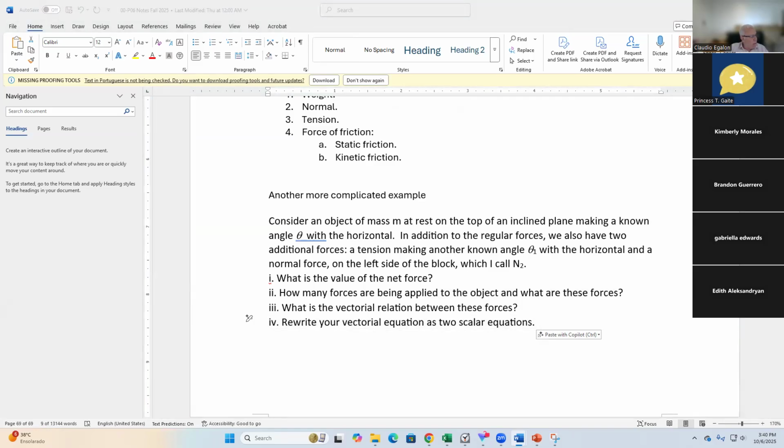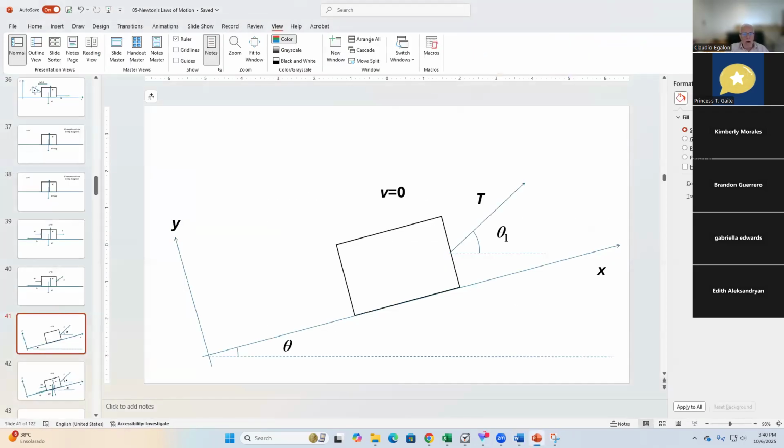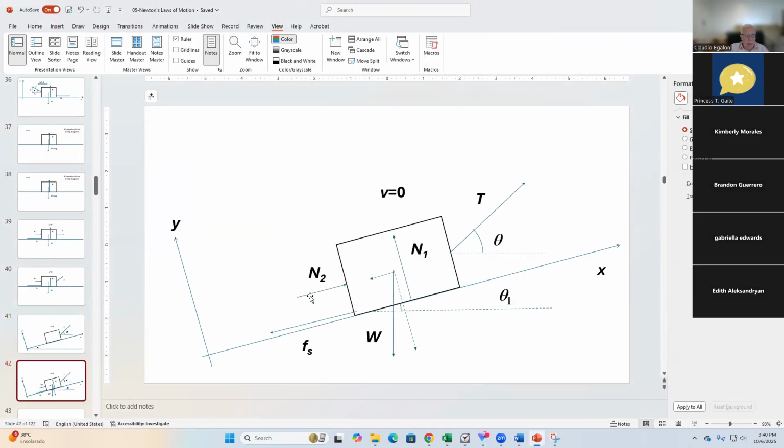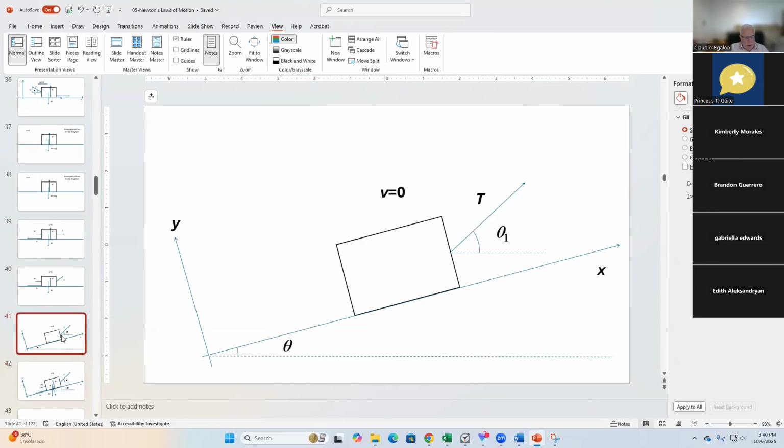So let's write down here the solution. But first, let's illustrate, right? What the problem is telling us is that we have this normal force here that I call N2. So let's add right here those two forces plus the regular ones. This normal force can be my hand that's propelling the object, that's helping the tension, helping the block not to slide downhill.